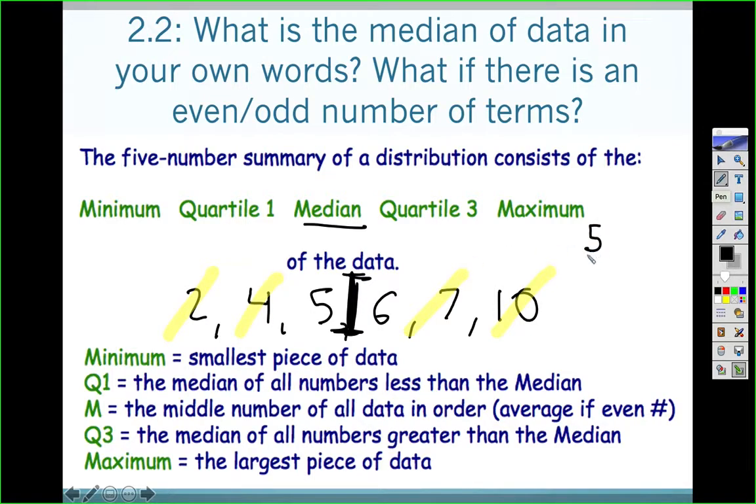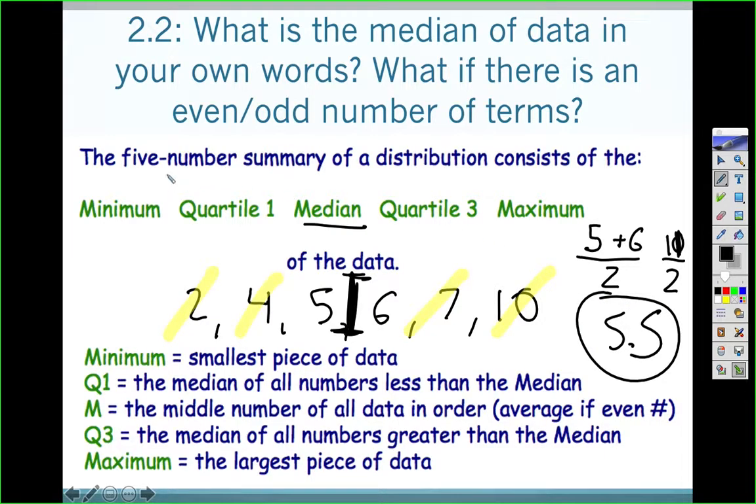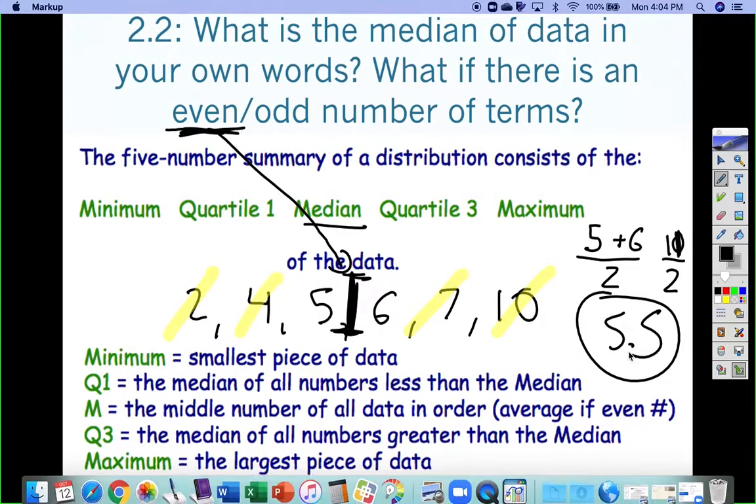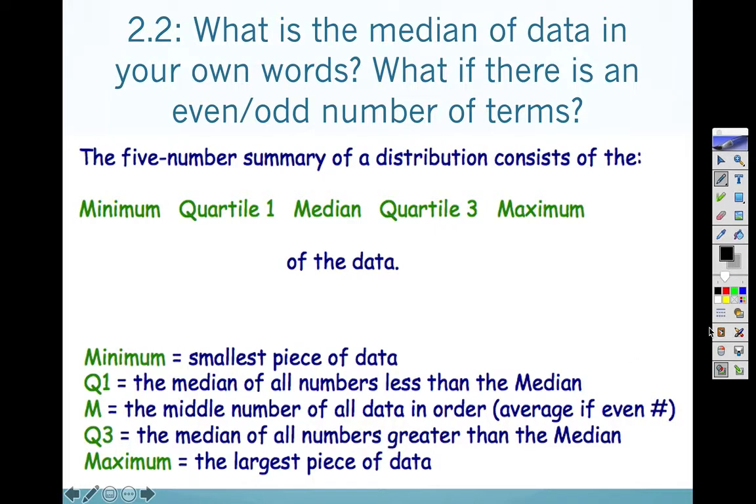It means to do 5, the left number, plus 6, the right number, and divide it by 2. Or what is right between 5 and 6? What is 11 over 2? 5.5. The median would be 5.5. So when you have an even number of terms, you find the number between the middle two. So what is between 5 and 6? 5.5.